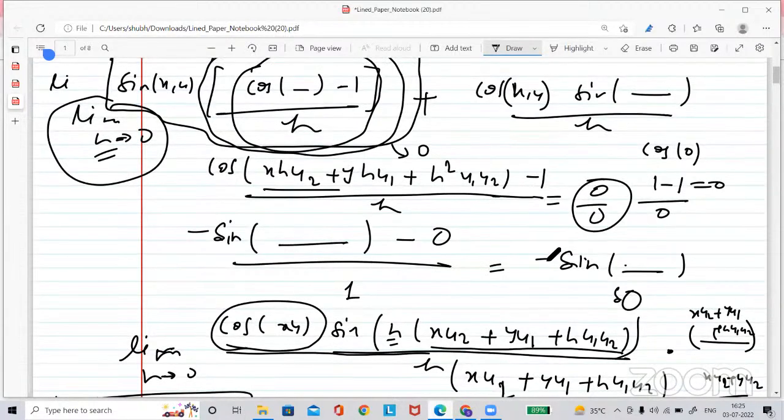The reason is we are getting this limit as a 0 by 0 form. So in that situation, we have to go for L'Hopital rule. L'Hopital rule is applied with respect to that variable; we have to differentiate with respect to that variable. Here we have so many variables, but we are trying to get the limit with respect to h only, so we have to differentiate with respect to h only.